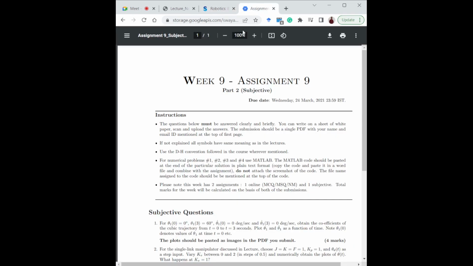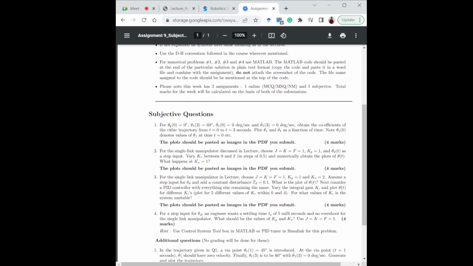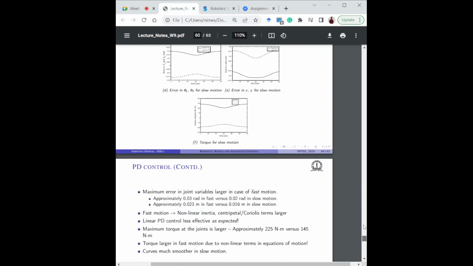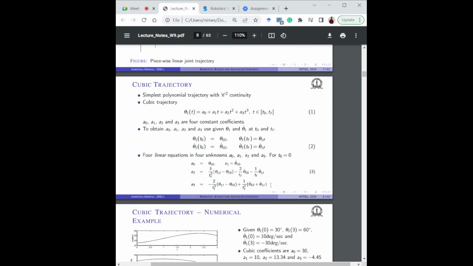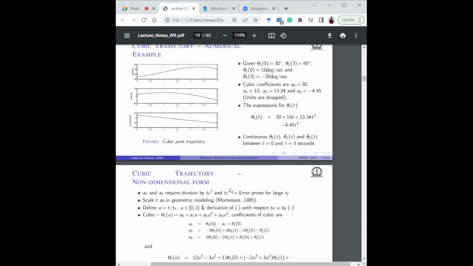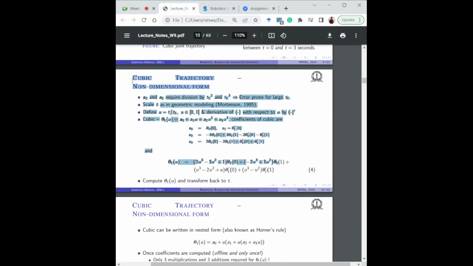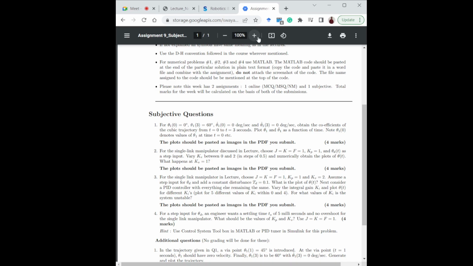And then just going through the subjective assignment. They are just applications of again what has been discussed in the lectures. There are initial and final position, initial and final rate, and you just have to obtain the coefficients in the first one. This is a direct application of what has been given here. Either you can do the dimensional or the non-dimensional form. Anyone would work.